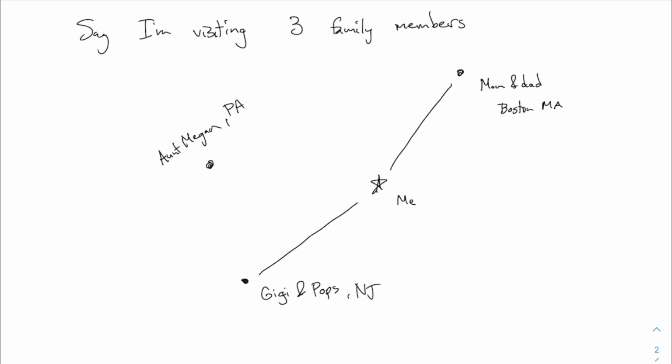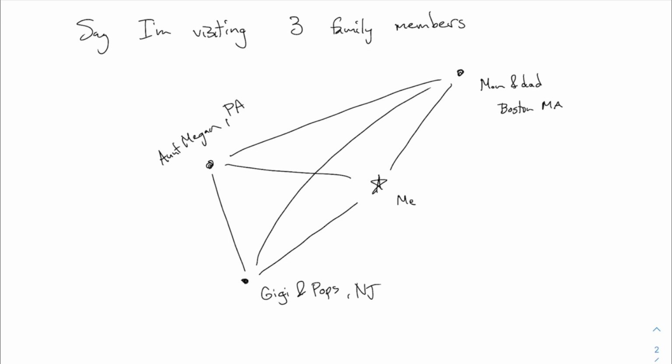And there are many ways that you could do this. Actually, the possible ways involve a complete graph of 4 vertices, right? Starting from Fairfield, we could go straight to Aunt Megan's and then to my parents and then to Gigi and Pops and then back home. That's one possibility. That seems kind of like a bad idea to me. What I just described was this. That seems like a lot of back and forth, right?